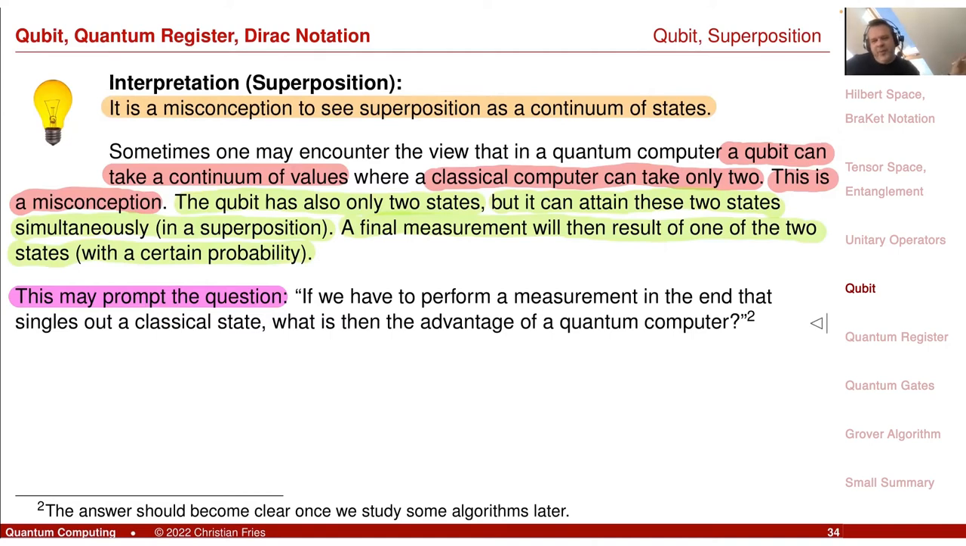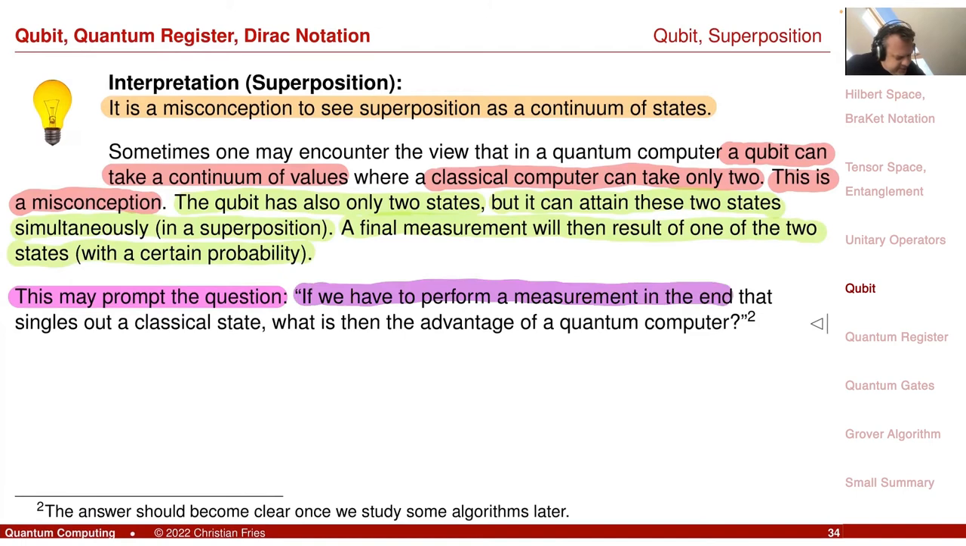If we have to perform a measurement at the end that singles out a classical state, so in the end we only get zero or one, like in a classical computer, what is then the advantage of a quantum computer? So I make all these calculations, and in the end, I single out a classical state. So it looks a little bit, if I go back, everything is classical. So what's the difference? I hope I can give you an answer during the lecture, maybe not already in this session, maybe a first idea in this session, the answer will come a little bit later.